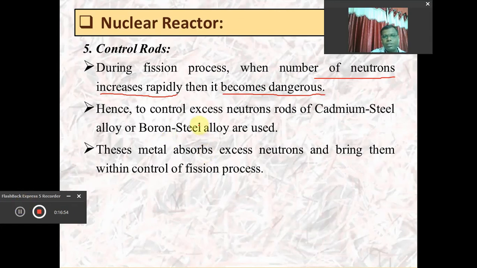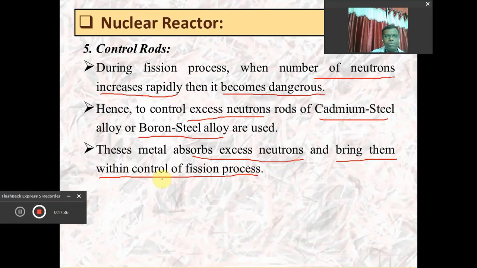So here, in order to control this excess neutrons, some rods of alloy, particularly cadmium steel alloy or boron steel alloy, are used, and those rods are called the control rods. The main function of these control rods is to absorb the excess number of neutrons which are liberated in the process of nuclear fission, and hence they bring their number within the control of nuclear fission.